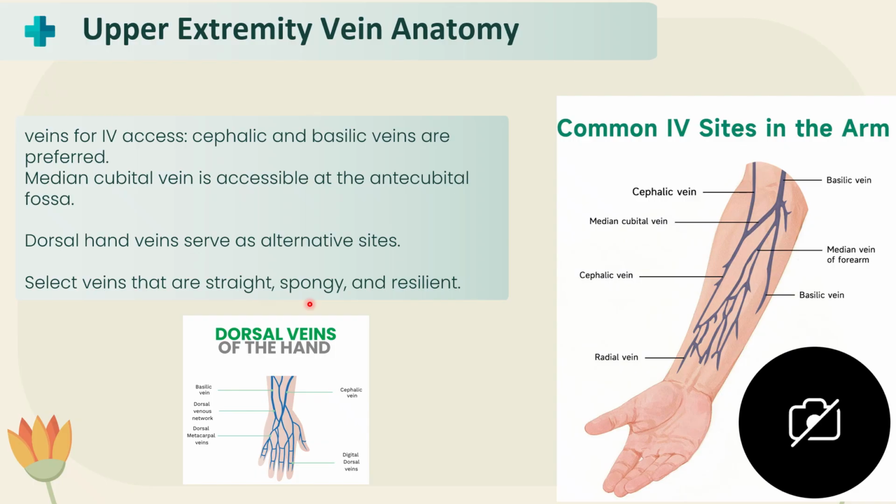We also have the dorsal veins of the hands, which can be used as an alternative site, especially when the forearm veins are unavailable or you cannot access them. When selecting the vein, nurses should choose a vein that is straight, soft, or we can say spongy to touch, and resilient, as these characteristics increase the likelihood of successful cannulation and reduce complications.